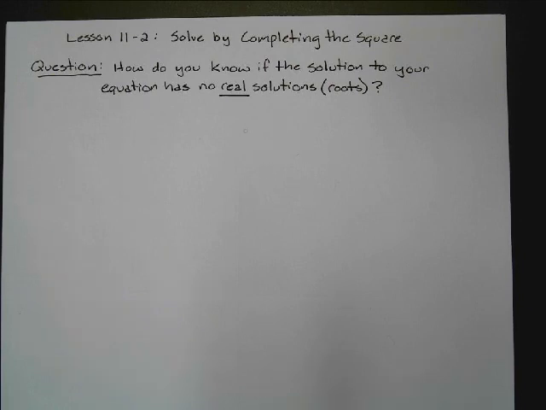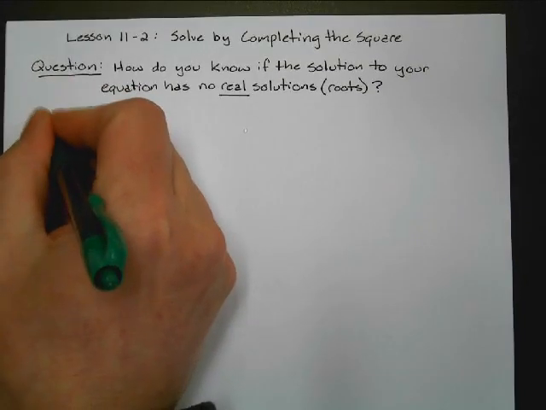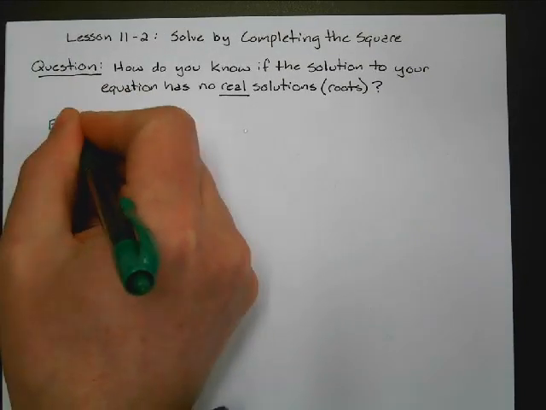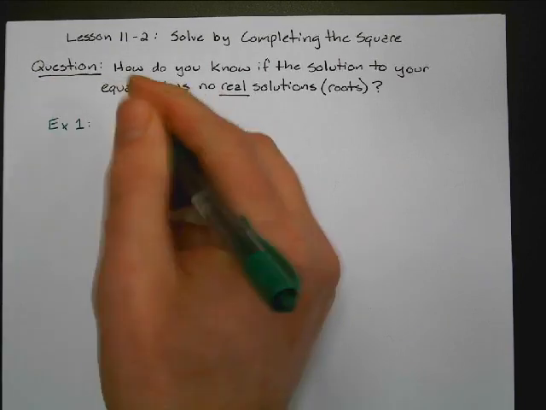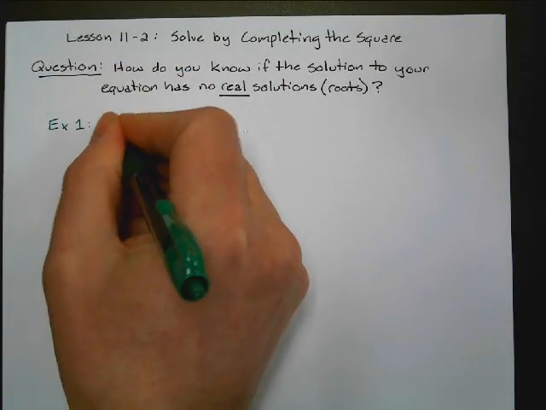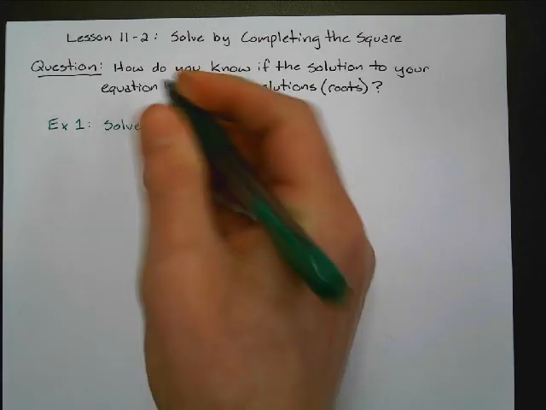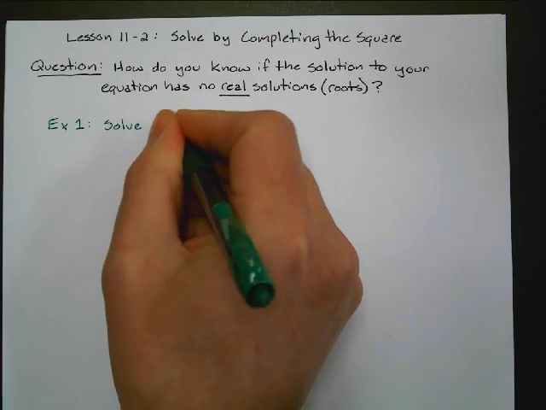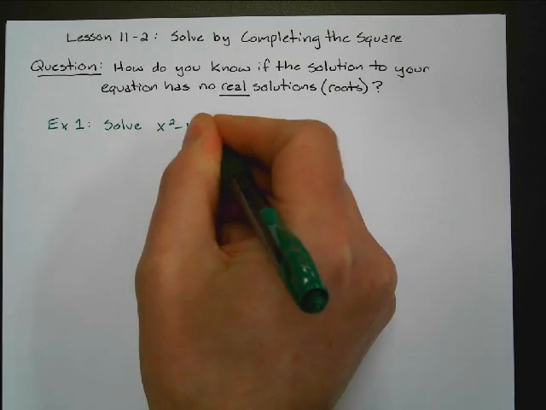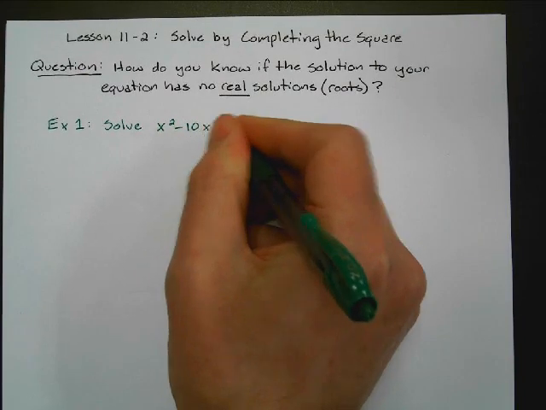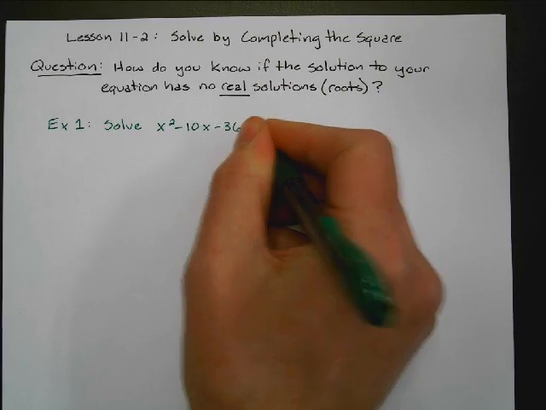So we're just going to start with some examples here, because in the last section, you were converting from standard form to vertex form, and we're going to use the same process that we used with completing the square. So let's look at our first problem. Example 1. We're going to solve x squared minus 10x minus 36 equals 0.